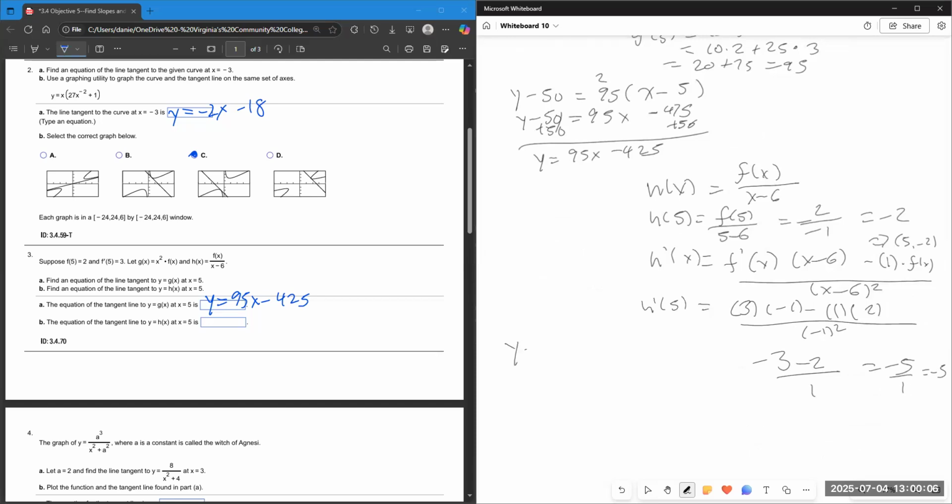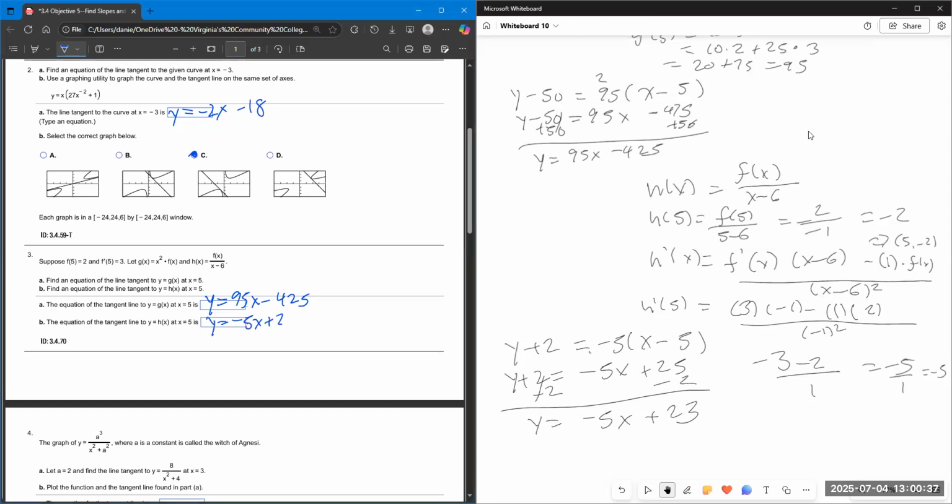So y minus y1 is equal to m times x minus x1. y plus 2 equals negative 5x plus 25. Subtract 2 from both sides, and I get y equals negative 5x plus 23. All right.